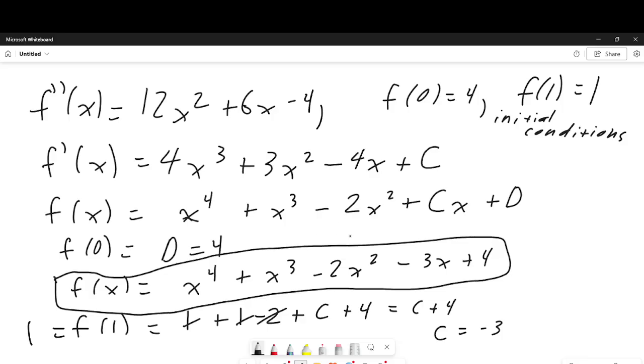And so if you want to double check, you would first say if I plug in 0, I get 4. Plug in 1, I get 1. And if I take the second derivative, I get to this, 12x squared plus 6x minus 4.